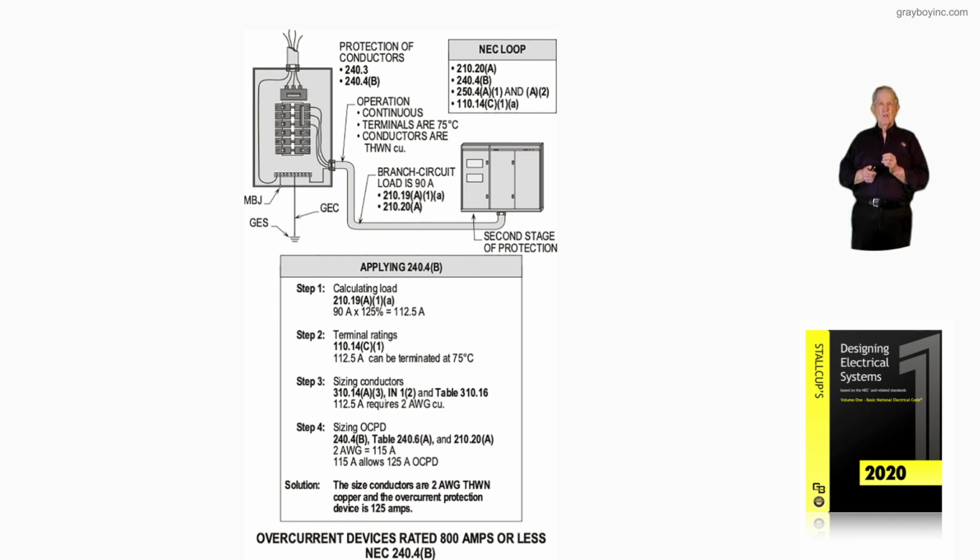So the solution, the answer, is the size conductors at number 2 THWN copper could be used on a 125 amp device based upon a number 2 being good for 115 amps if the authority having jurisdiction will allow the number 2 to be used and not required to be 1/0 based upon the size of the overcurrent device being over 100 amps.